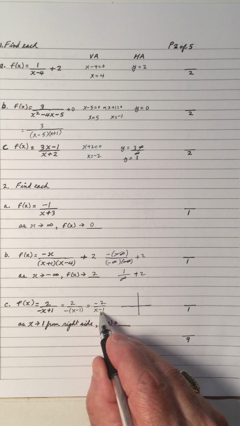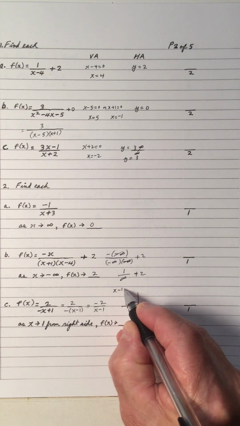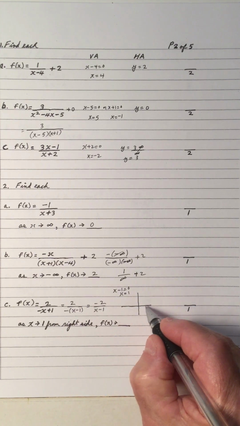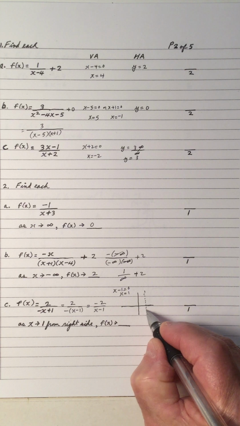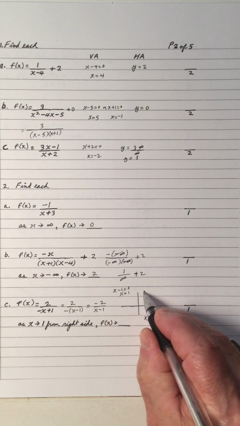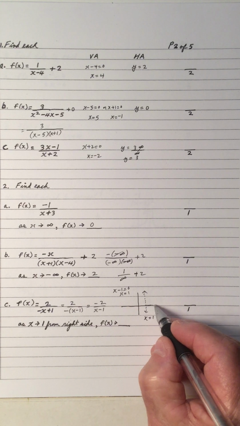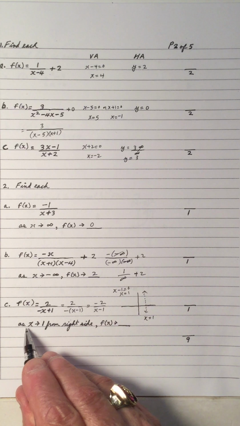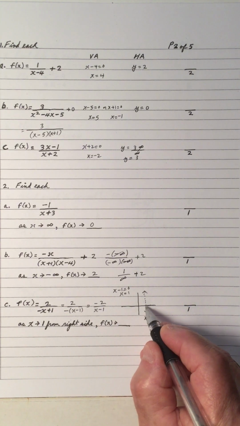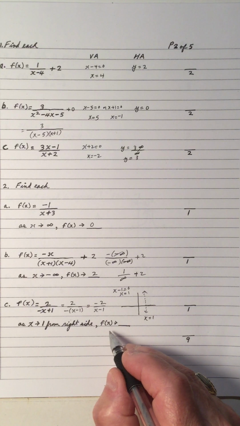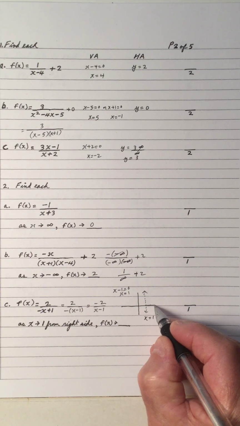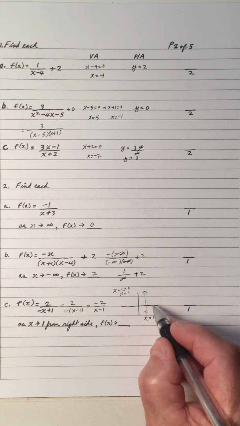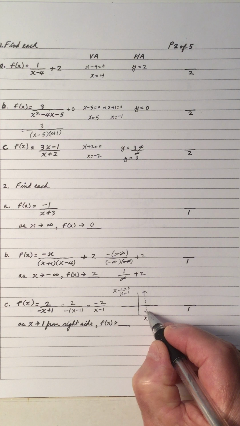x minus 1 can't be 0, so if x minus 1 is equal to 0, x is equal to 1. x can't be 1 because it's a vertical asymptote, so we have a vertical asymptote at x equals 1. So as we approach this asymptote on the right, as x approaches 1, 1 is right here, that's the vertical asymptote. On the right side, what's the function doing? There are two choices. The function is either coming in here like this, going up toward the vertical asymptote, or it's coming in here and going down.